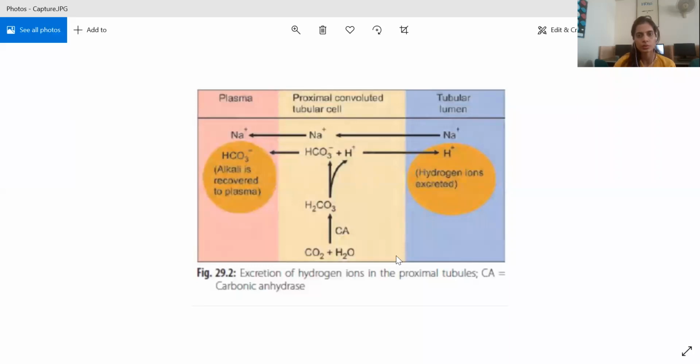Now we'll share this further. Okay, I'll again share with you the other diagram. For this one, again, I will.